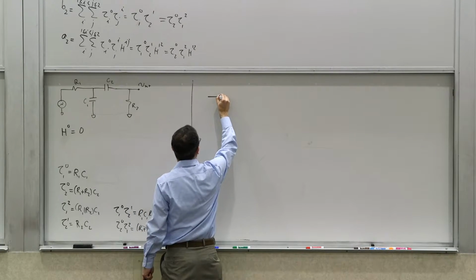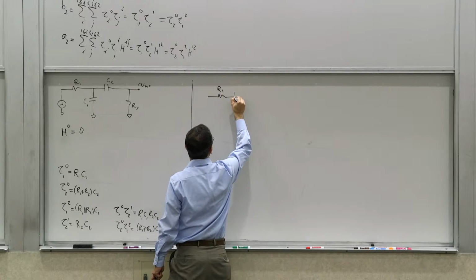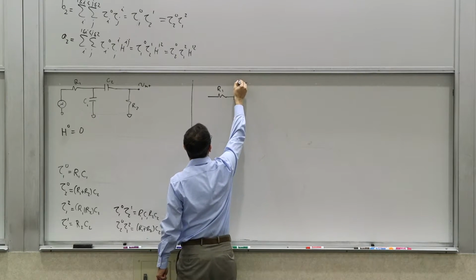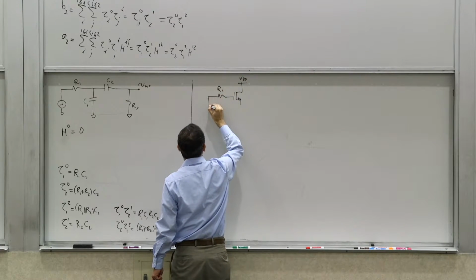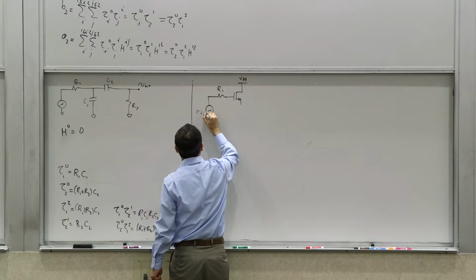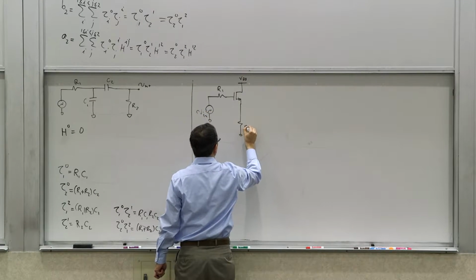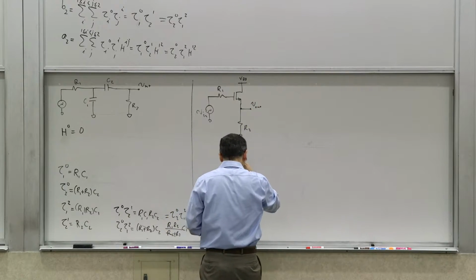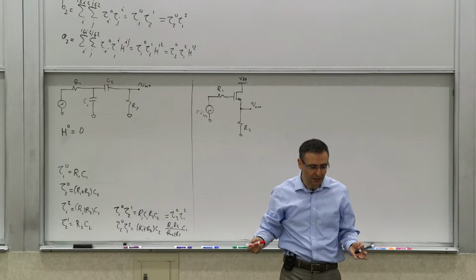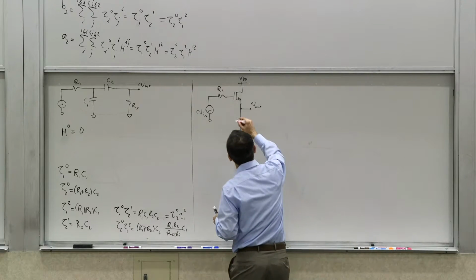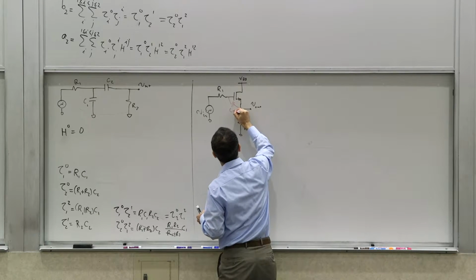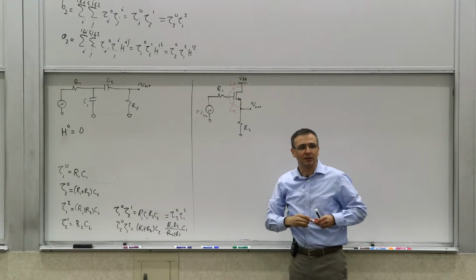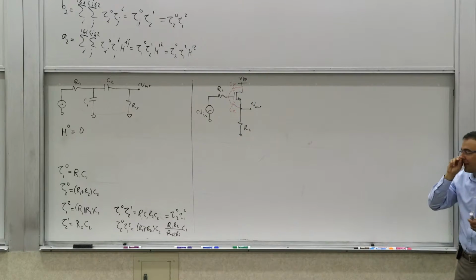So let's say you have an R1. You have a MOSFET. The drain is connected to VDD, which is ground from an AC perspective. This is V in. This is R1 and R2. This is V out. And let's say you have two capacitors to take into account now. So let's say you are taking into account C pi and C mu simultaneously.